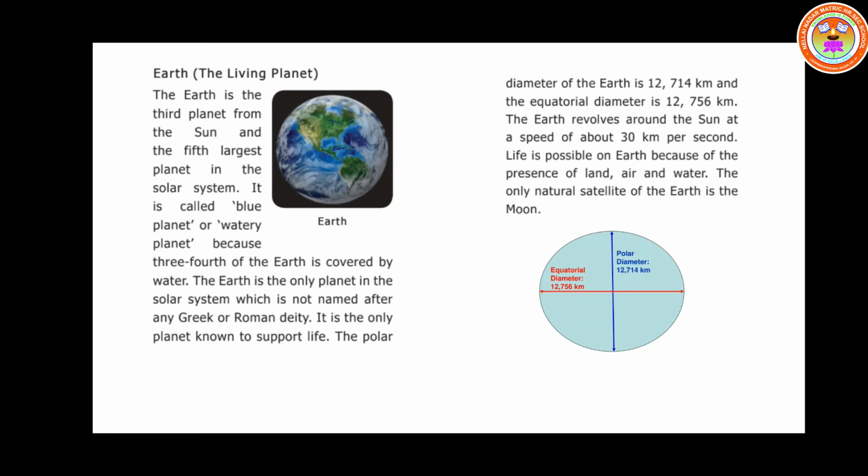The Earth revolves around the Sun at a speed of about 30 km per second. Life is possible on Earth because of the presence of land, air and water. Only on Earth all these three things are present. The only natural satellite of the Earth is the Moon.